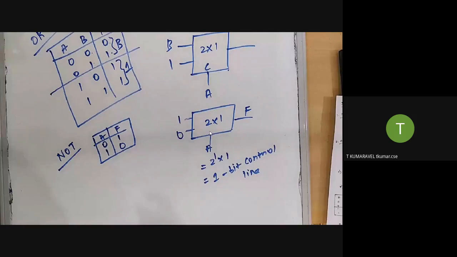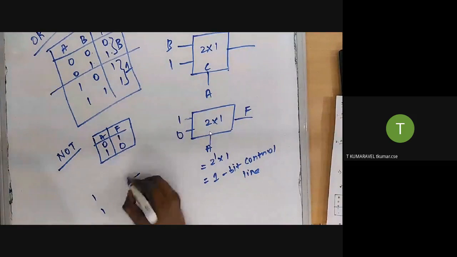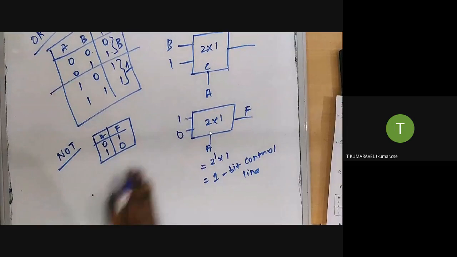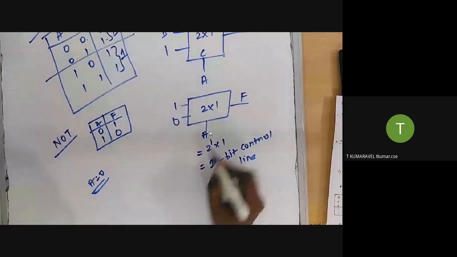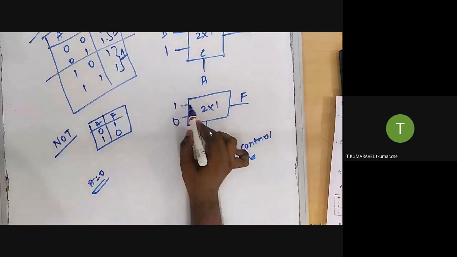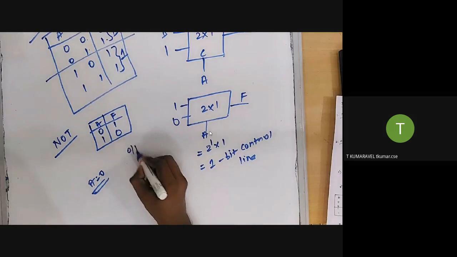Listen, so why I'm going to write it as F: you have two inputs, and finally it's going to produce only one output. It's going to select any one of the inputs and map it to the output. That's why I write it as F. For example, my control line is A equal to 0. In this case, A equal to 0, it's going to select 1. So 1 is acting as an output.